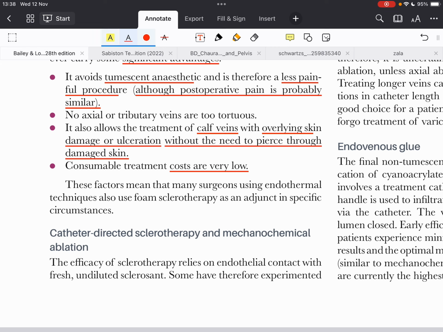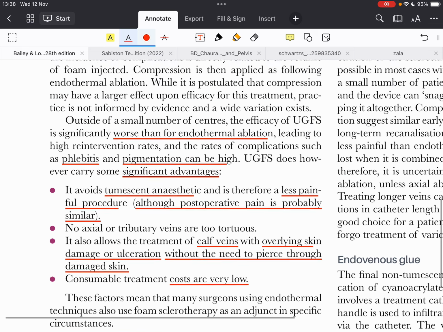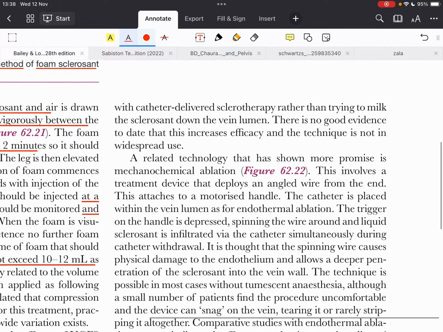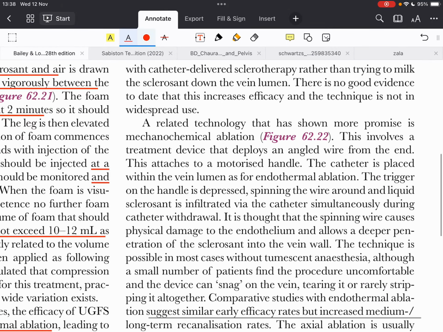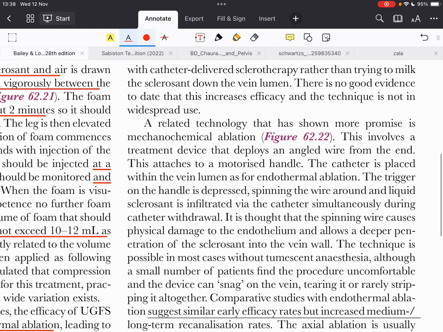Catheter directed sclerotherapy and mechanochemical ablation. The efficacy of sclerotherapy relies on endothelial contact with fresh, undiluted sclerosant. Some have therefore experimented with catheter delivered sclerotherapy rather than trying to milk the sclerosant down the vein lumen. There is no good evidence to date of increased efficacy and the technique is not in widespread use.